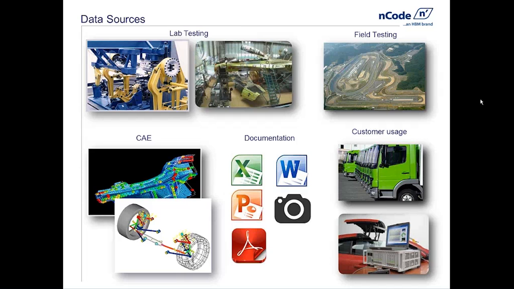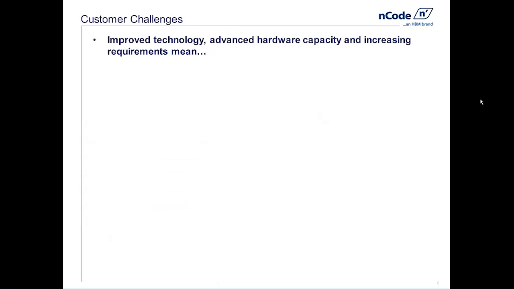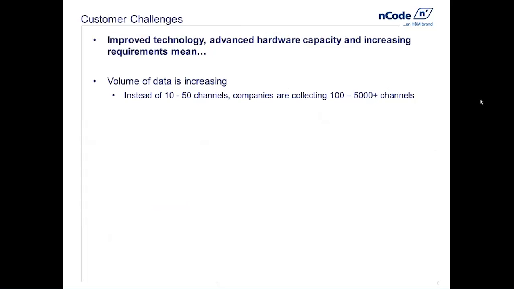Those are the types of things that are coming into us in this day and age. So lots of types and sources of data. The question is, how do we manage all of this data? What are some of the challenges we have with all that? Because technology is improving, our hardware capacity is growing. We have more channels and things like that, so the volume of data is increasing. In the past, when I collected data years ago, we would typically look at 10 to 50 channels, maybe up to 100. But companies now are collecting 100 to 5,000 channels in a data acquisition. That's a lot of data to sift through.